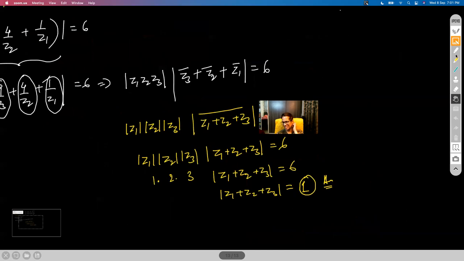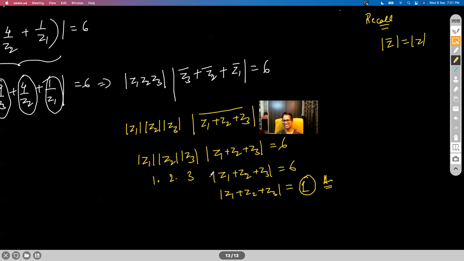How did I remove the conjugate? We have already known this property, Setu. This and this mean the same thing, isn't it? So treat this as a single complex number. The modulus of its conjugate and the modulus of the same complex number should give me the same result. That's how I removed it. Clear?